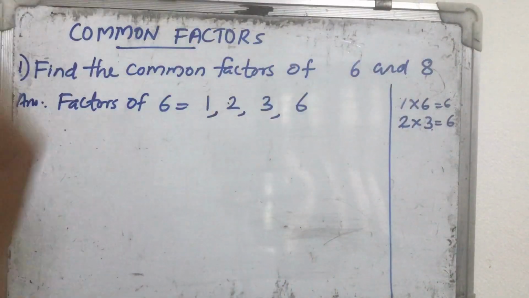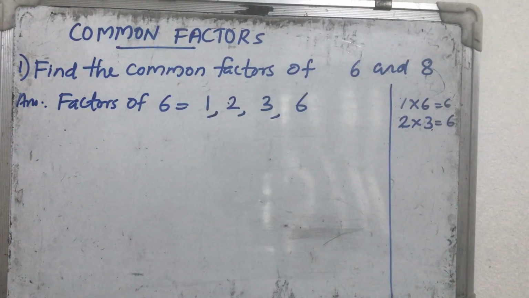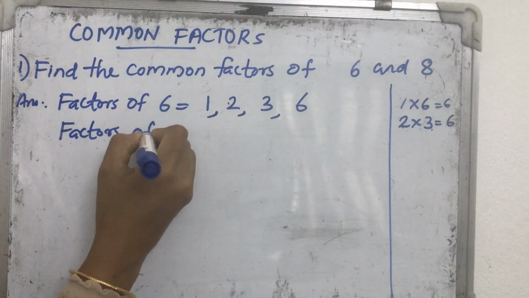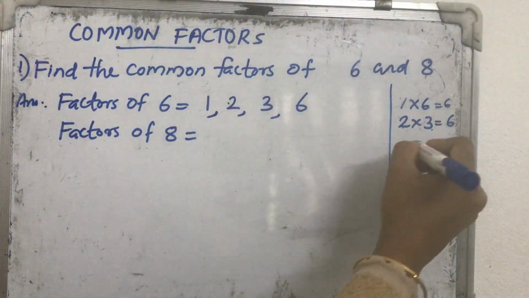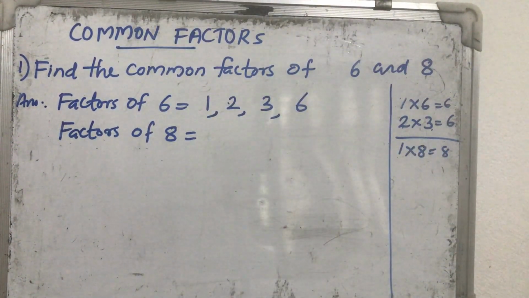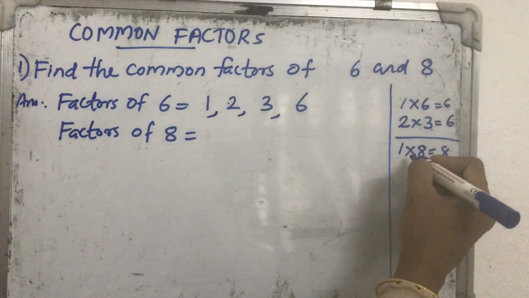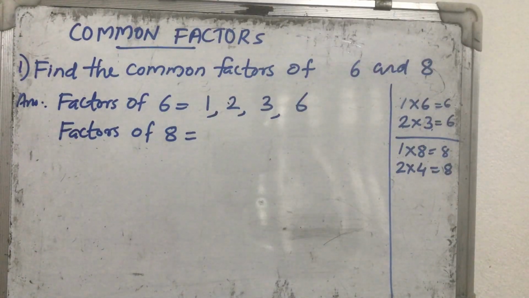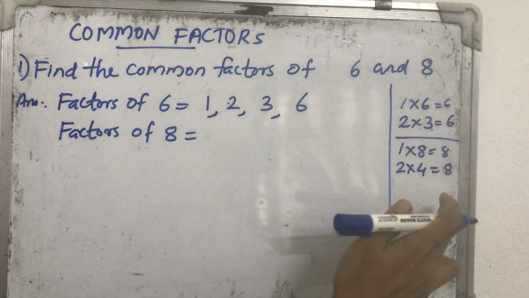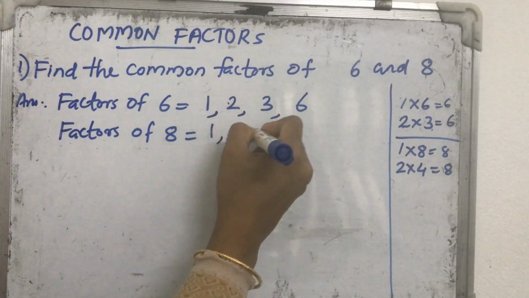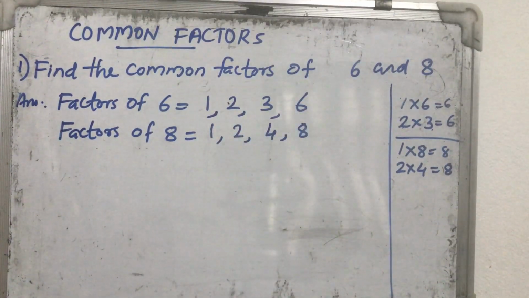Then find the factors of the next number, which is the second number, 8. Which are the factors of 8? That also we know. First 1 into 8 is 8. Then which are the other pairs to get the product 8? 2 into 4 also 8. Then any other pairs to get the product 8? No. So the factors of 8 are 1, 2, 4, 8. Okay.